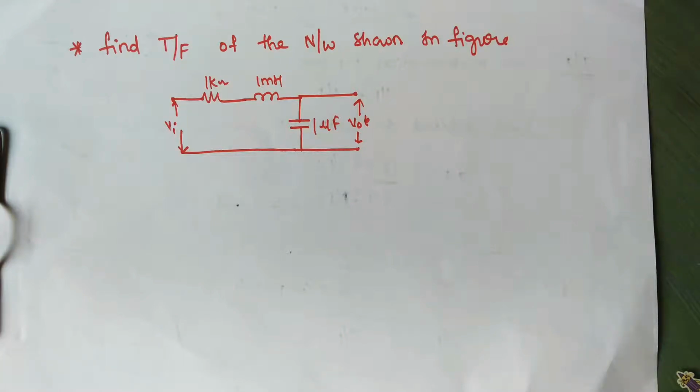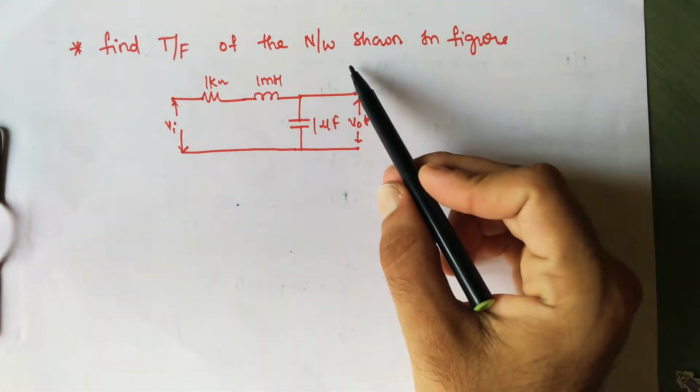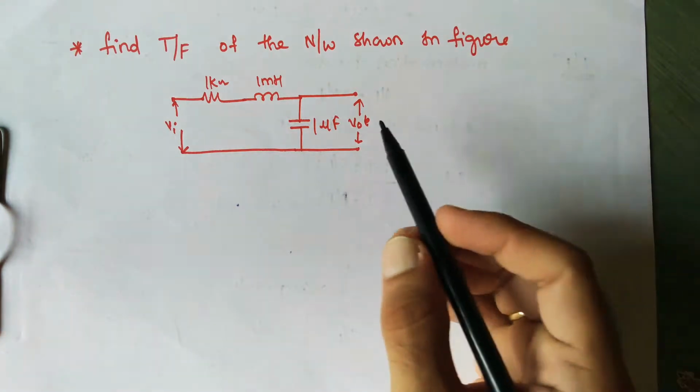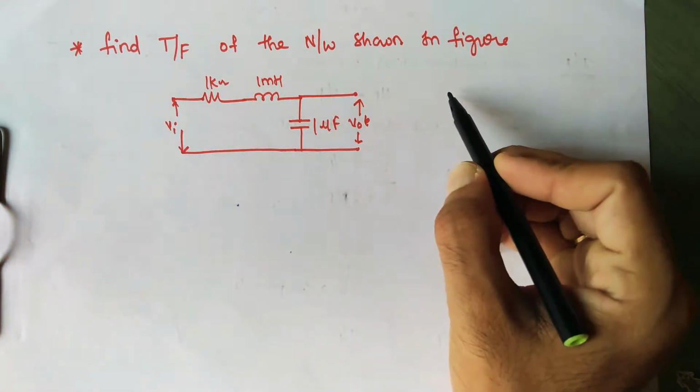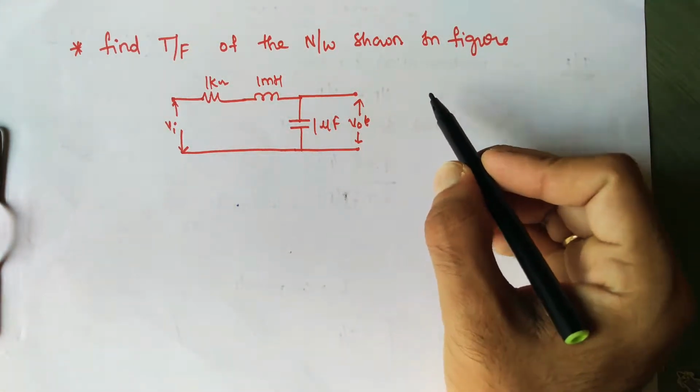Hello viewers, welcome again. In this video we are going to find the transfer function of an electrical system, that is, for the given network. In order to find the transfer function of this network, first of all we have to know the S domain representation of certain elements.